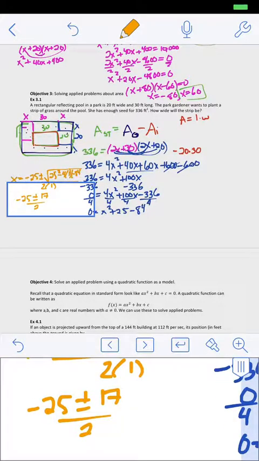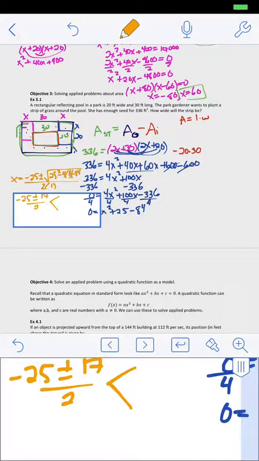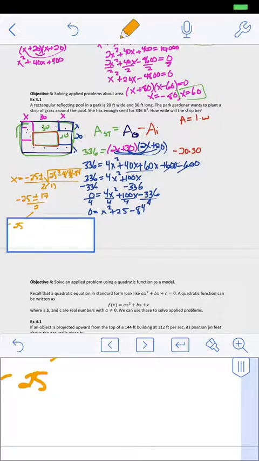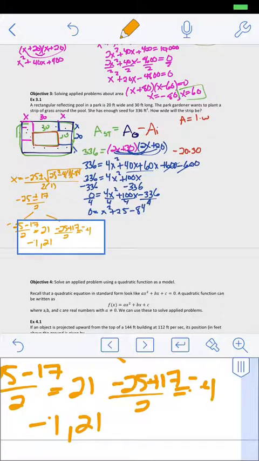Negative 25 minus 17, that's going to be negative 42 over 2, so 21. Split these. I'll do this first one over here. So negative 25 minus 17 over 2 is going to be 21. Negative 25 plus 17 over 2 is negative 4. So my answers are negative 4 and 21. Which one of those actually makes sense as a width for a strip?